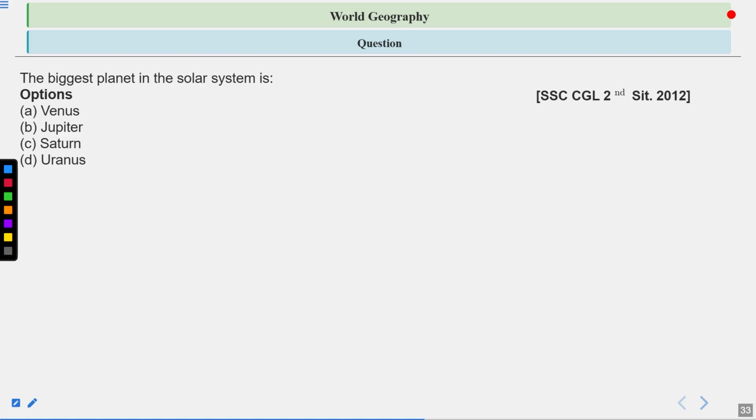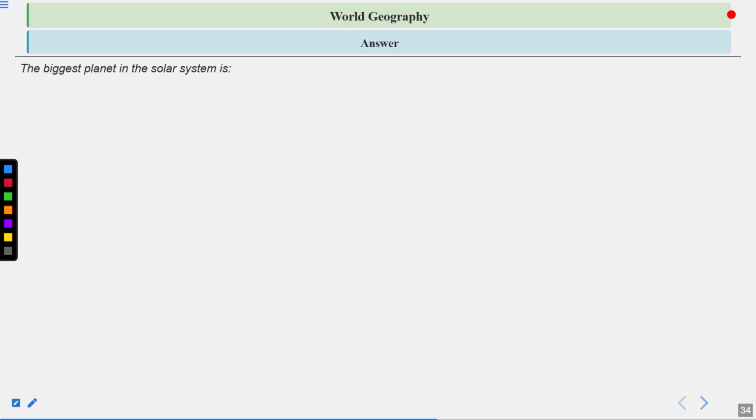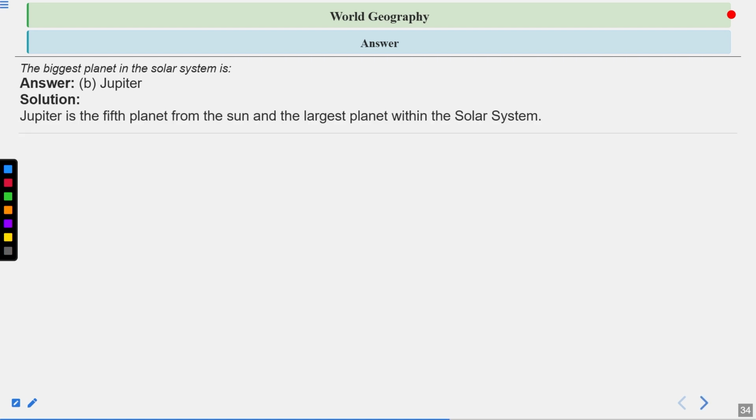The biggest planet in the solar system is Venus, Jupiter, Saturn, or Uranus. The correct answer is Jupiter. Jupiter is the fifth planet from the Sun and the largest planet within the solar system. Jupiter is also the fastest rotating planet, and it has a total of 95 satellites around it. Among them, Ganymede is the largest satellite of Jupiter and also the largest satellite of the whole solar system. So the correct answer to remember is option B, Jupiter.